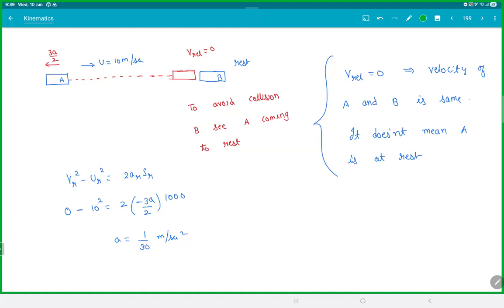Clear with this? Take a break. Come back by 9:45. We'll continue from here. We'll see more problems on this. Any doubts so far? That's the theme of relative motion. Come back by 9:45. Take a break.